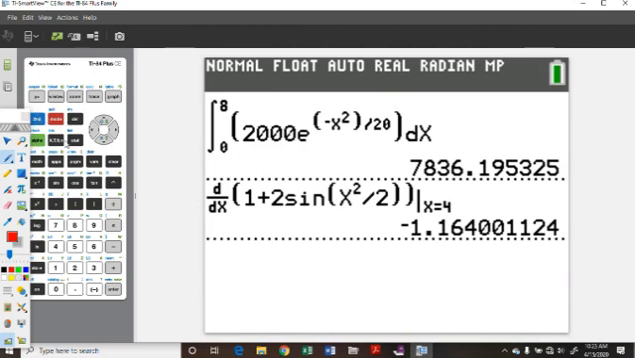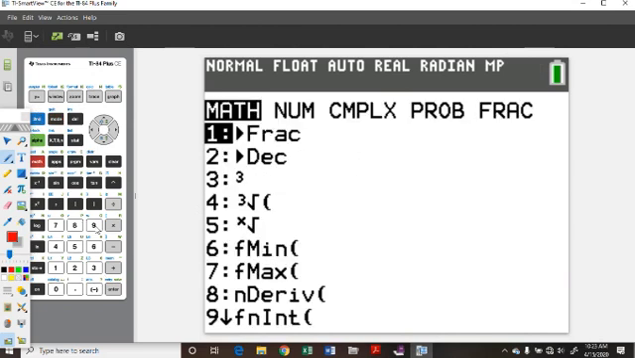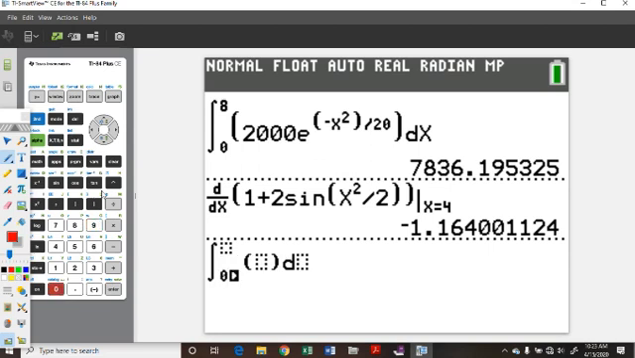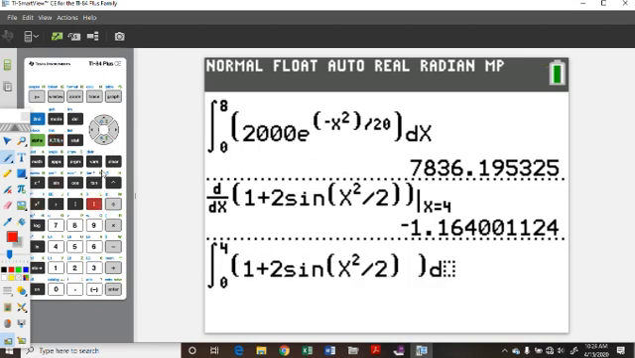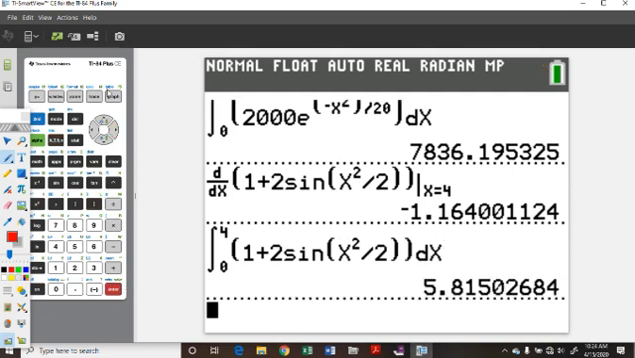All right, so let's go to Math 9. Let's do the integral from 0 to 4 of the function, which is 1 plus 2 sine of x squared divided by 2 dx, and I get 5.8.